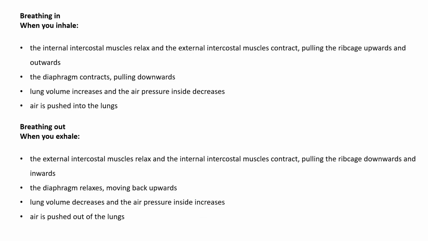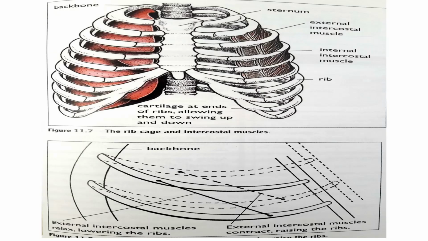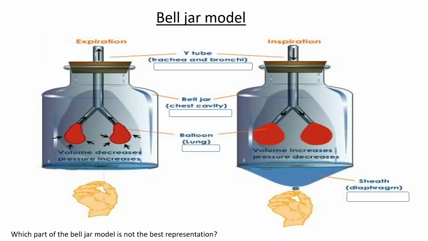See, you must remember this really solid, because they will ask you for steps and how to describe how it actually works. Okay, so this is again another cross section of the rib cage and the intercostal muscle. You don't really have to know this, but you can have a look at this. Alright, and one of the good representations of this is the bell jar model. Your class teacher will always show you this in any one of your bio lessons. So the white tube is always the trachea and bronchi, where your air is going in and out, and your bell jar is your chest cavity, your balloons are your lungs, your sheath is your diaphragm.